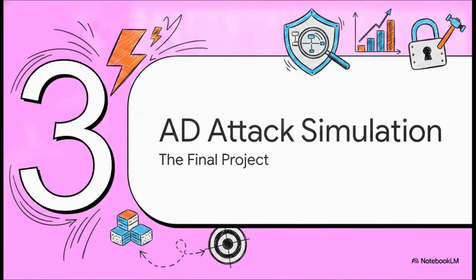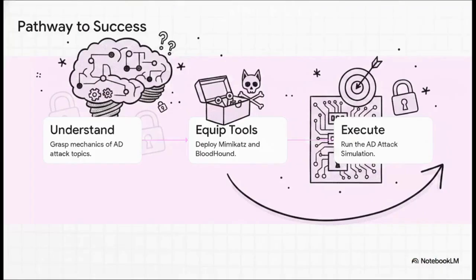Let's move on and see how this all builds into Section 3, the AD Attack Simulation Project. This is the ultimate proving ground where everything we've learned gets put to the test. So here is our direct chronological pathway to success for the project. Step 1, you've got to internalize the mechanics, really understanding Pass the Hash and Kerberoasting.